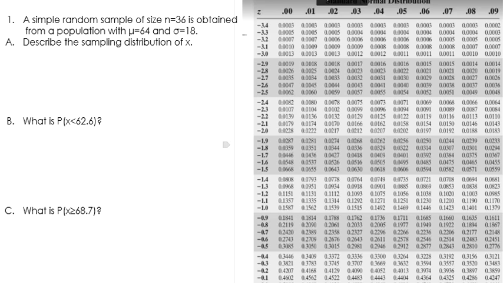Question 1 reads, a simple random sample of size n equals 36 is obtained from a population with a mean of 64 and a standard deviation of 18. Part A tells us to describe the sampling distribution of x. Since we don't have a lot of information in this question, we're just going to assume that the sampling distribution is approximately normal.